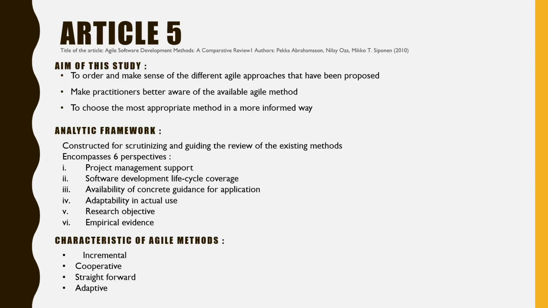Okay, next I will present the last article, which is Agile Software Development Methods. The aim of this article is, first, to order and make sense of the different agile approaches that have been proposed. Second, to make practitioners better aware of the available agile methods. And third, to choose the most appropriate method in a more informed way.